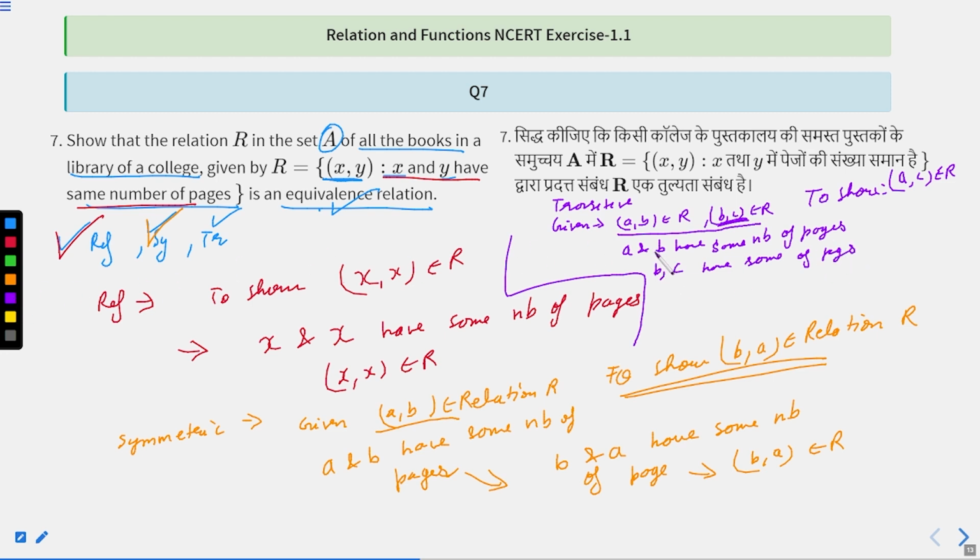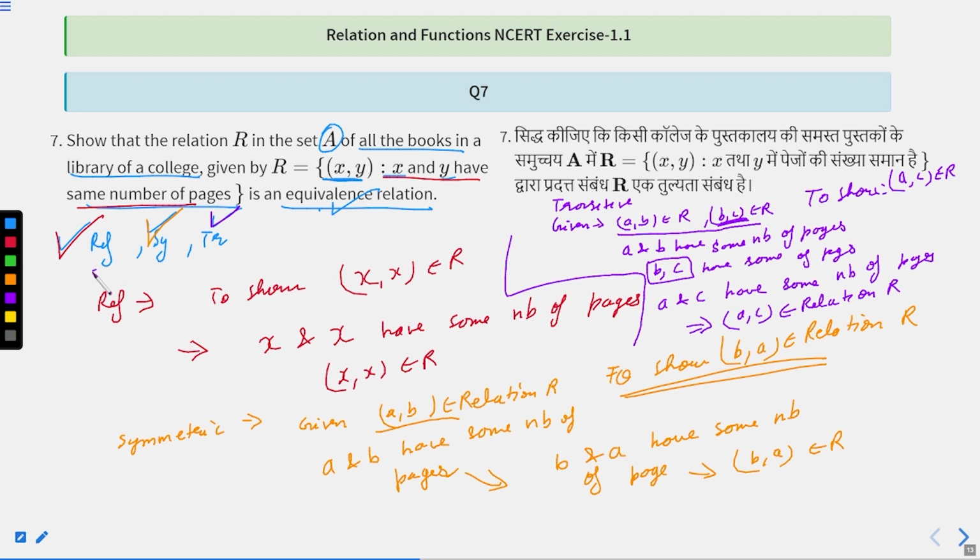If A and B have the same number of pages, this means if A has 100 pages, then B must also have 100 pages. And if B has 100 pages, then C must also have 100 pages. So I can easily say that A and C have the same number of pages. So this implies (A, C) belongs to relation R. So I have shown that it is transitive also.